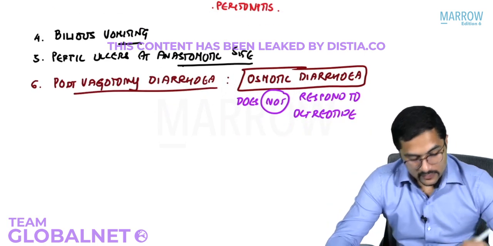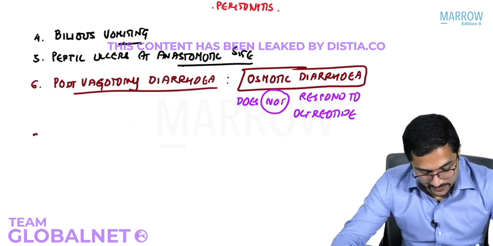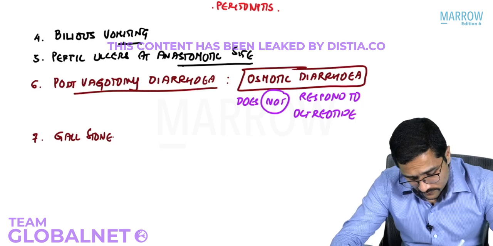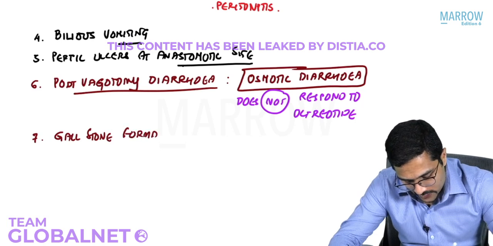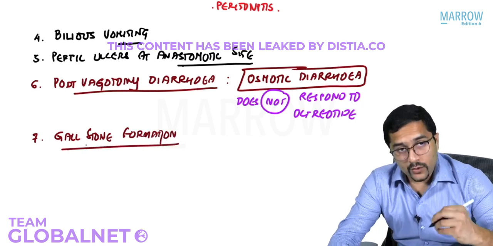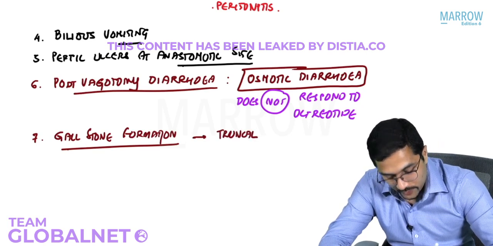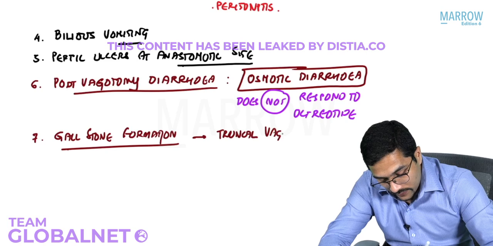Another complication of vagotomy can be gallstone formation. Gallstone formation, I've already told you. There can be gallstone formation, and this occurs if we are doing a truncal vagotomy and the motor branch to the gallbladder is being cut.